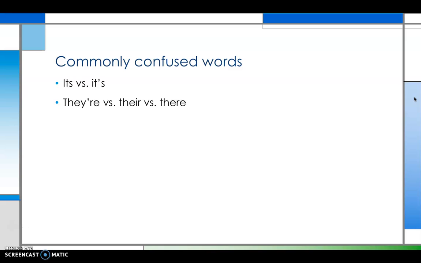Now, I do have some cheap ways of thinking about the next one. They're versus their versus there. This first one, they're, tends to be the one that people usually get right. So most of the time we know they're means they are, and that we're missing that a. The two that get really confusing often to people are the final two, their and there.